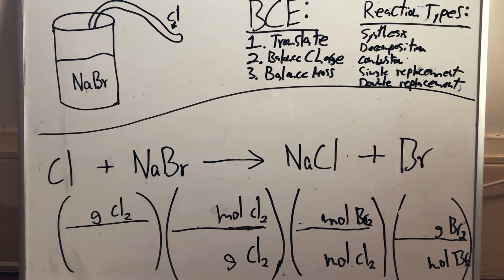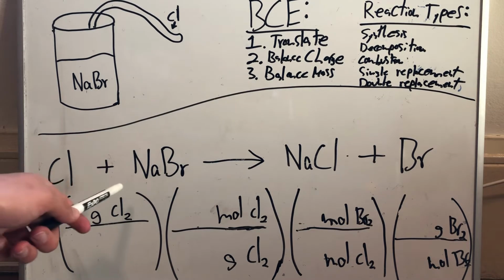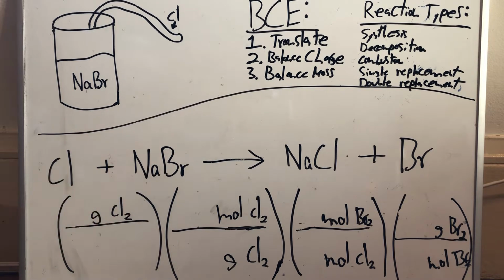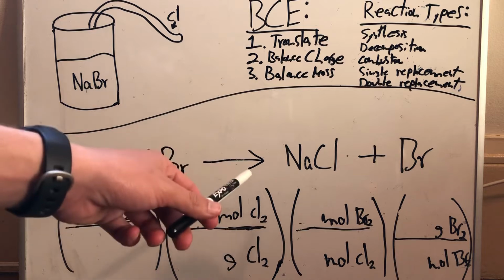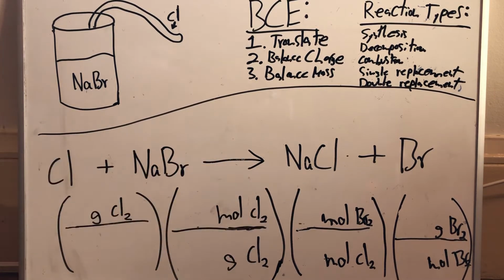Okay, so we have 10 grams of chlorine gas, plus sodium bromide. But then what does that become? We're going to go single replacement. And we know that chlorine and bromide, I'm looking at my little blue sheet, they have the same charge, and they're both nonmetals. So we're going to replace them. So it becomes sodium chloride and bromine gas. Okay, so that's our translate.